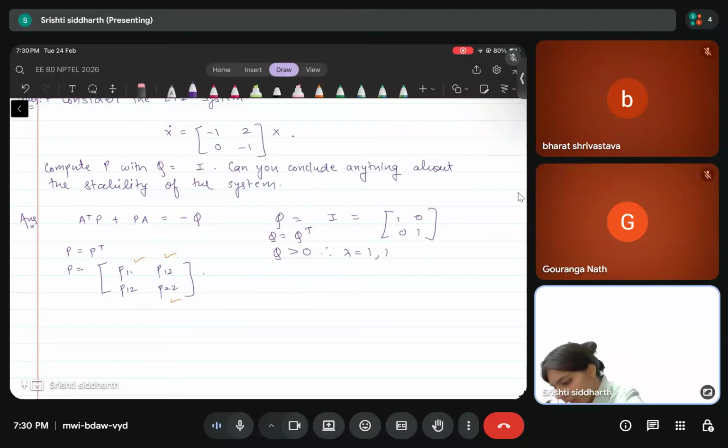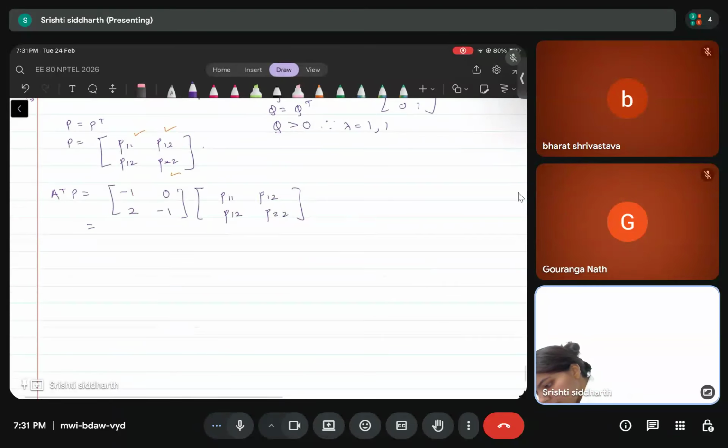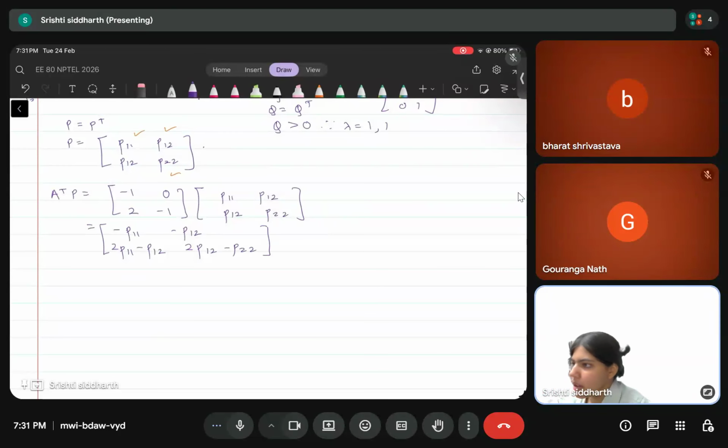So the first is A transpose P, minus 1, 2, 0, minus 1. This is minus P11, then we have minus P12. Okay, then we have PA.